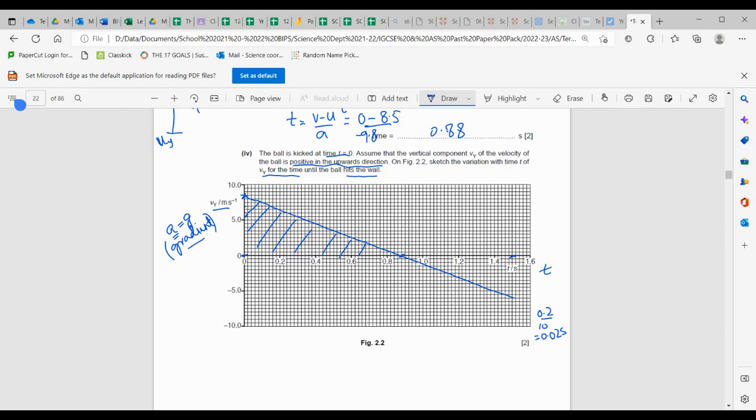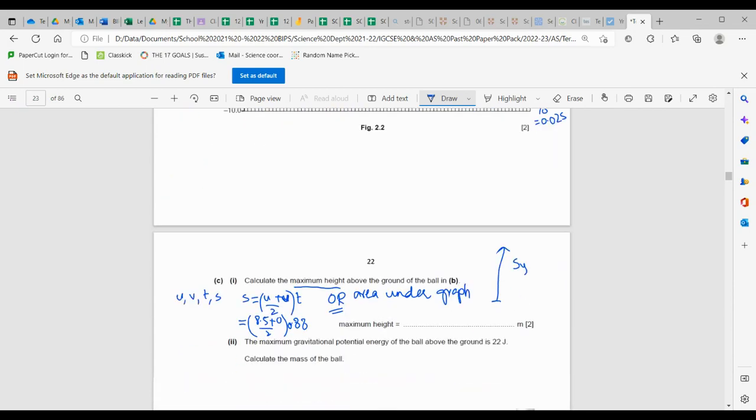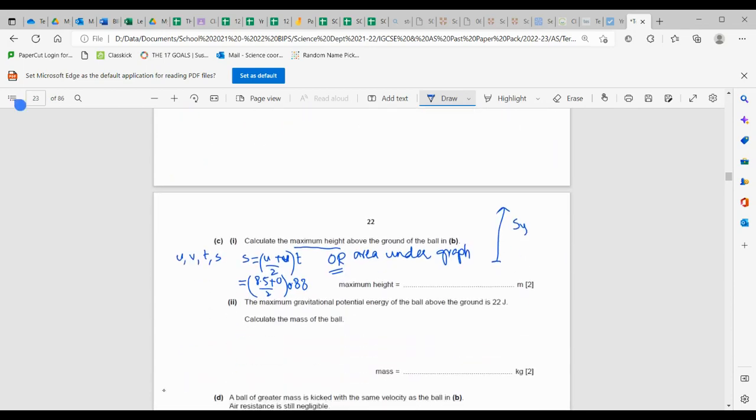The maximum displacement in the upward direction. And both of these methods will give us the same value. So area under the graph will be 1 by 2 into, because it's a triangle, into 8.5 into 0.88. And the answer for maximum displacement in the upward direction will be 3.74 meters.